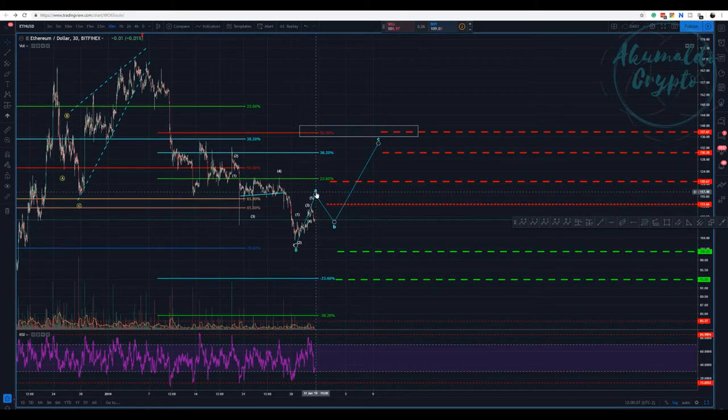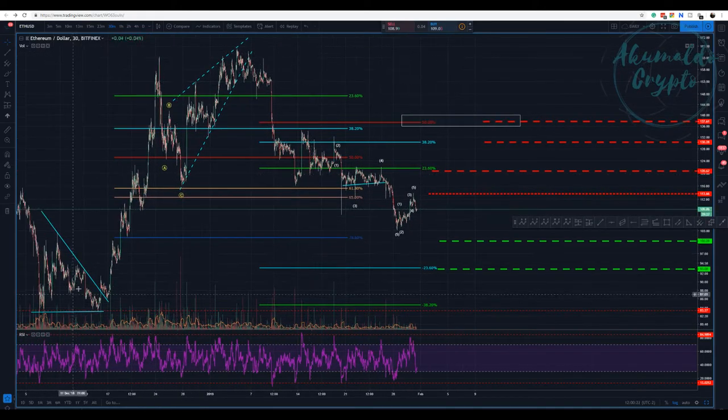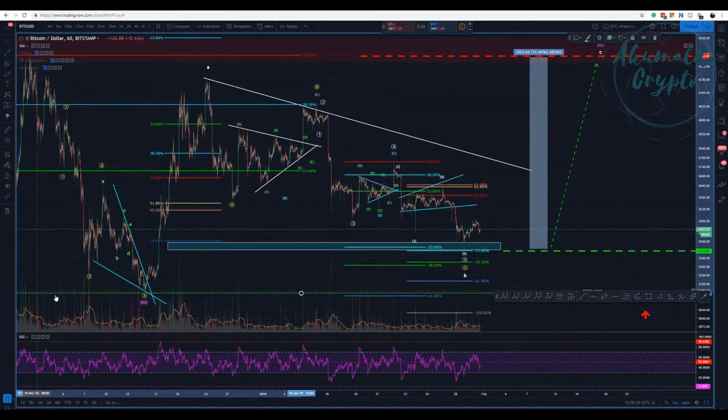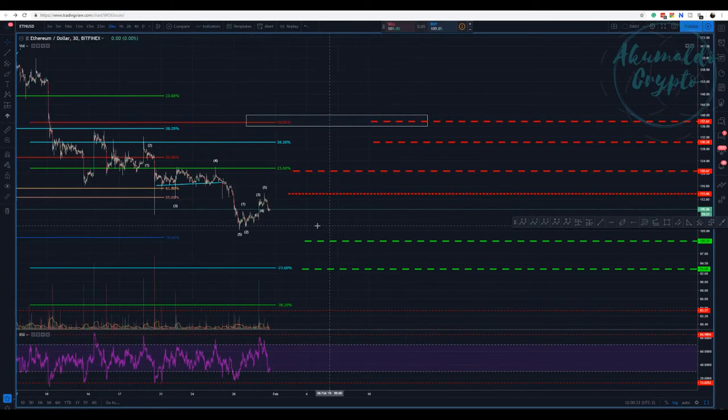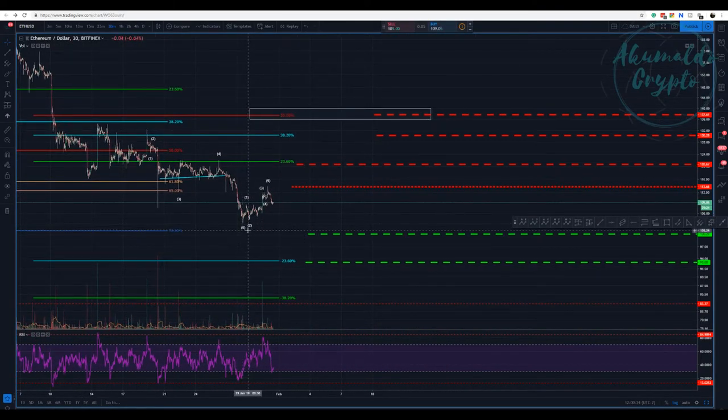So we have finished this ABC, and actually, this is not an ABC. I would say that this is a 1, 2, 3, 4, 5. This would be a wave C. This whole thing here would be an A, B, C, pretty much like Bitcoin. A, B, C would have the same here. And we have a leading diagonal as well, not as clear as we have for LTC, but we have it nonetheless.